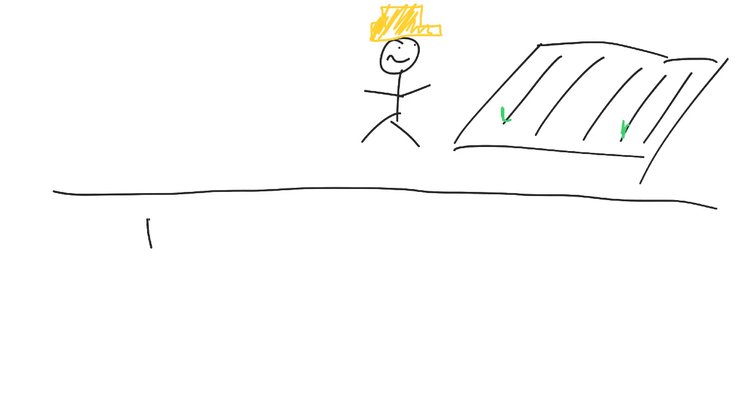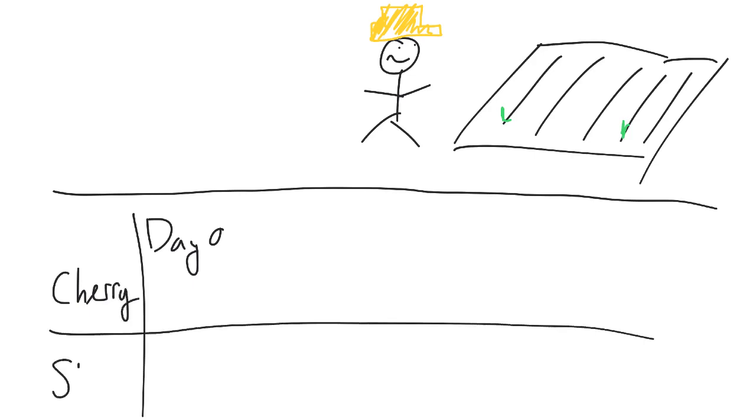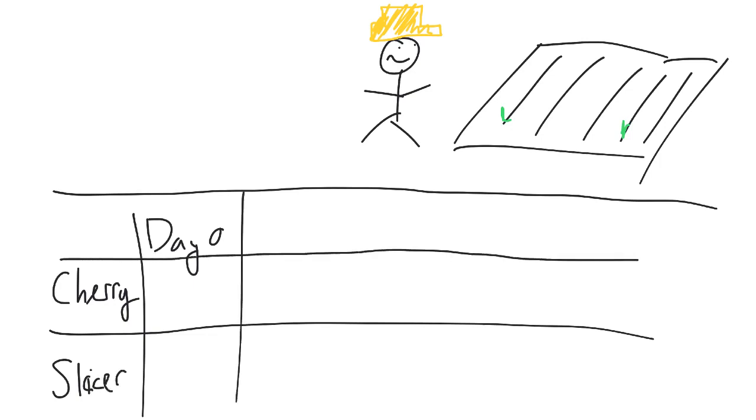And so he starts off, and on the first day, he's going to go out and measure the height of both the cherry tomato and the slicer tomato. And so he goes out, measures the height of the cherry tomato, and he sees that it is 5 centimeters high. And then he goes and he measures the slicer tomato, and he sees that it is 6 centimeters high. So starts off just a little bit ahead.